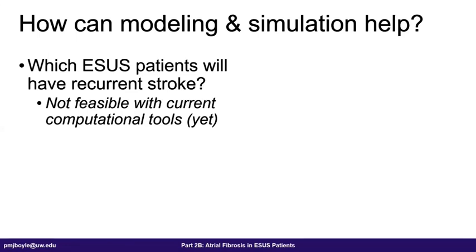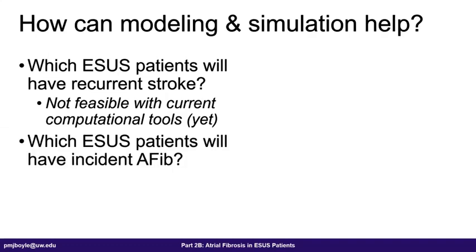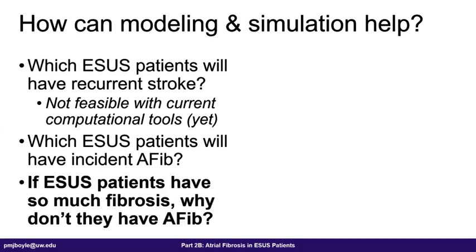We don't have hemodynamic modeling online just yet, but we're working on it. We'd also like to figure out which ESUS patients are most likely to have incident AFib, because it might change the course of treatment for them. They might get put on an anticoagulant or something like that.